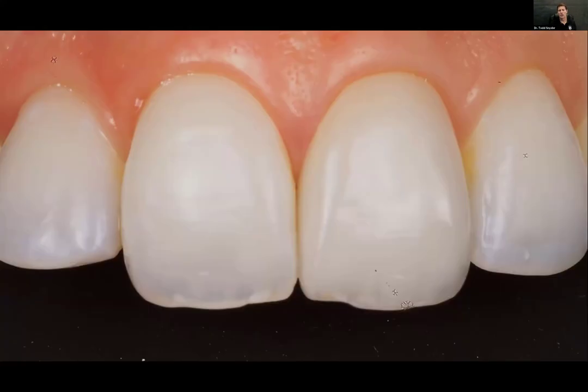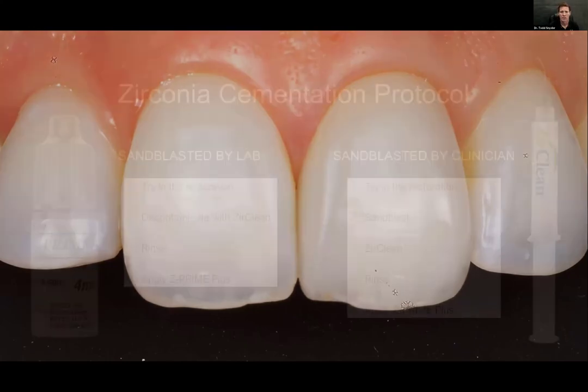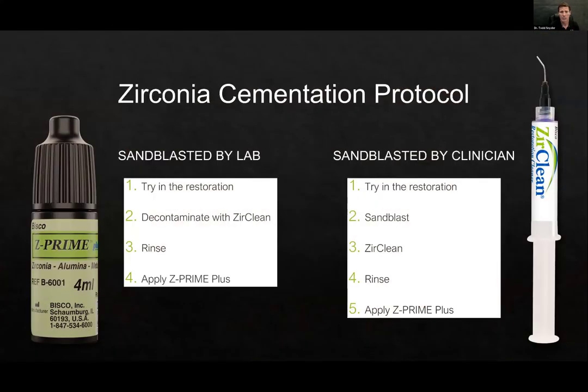So I've got a zirconia crown in here, right? We're trying it in. We clean the tooth, and we've done a water-soluble try-in paste. So here's again a cheat sheet for you. It should be sandblasted by the lab. You can see on the far left side, if I've tried it in, I'm then going to decontaminate it, clean it, removing the phosphates.